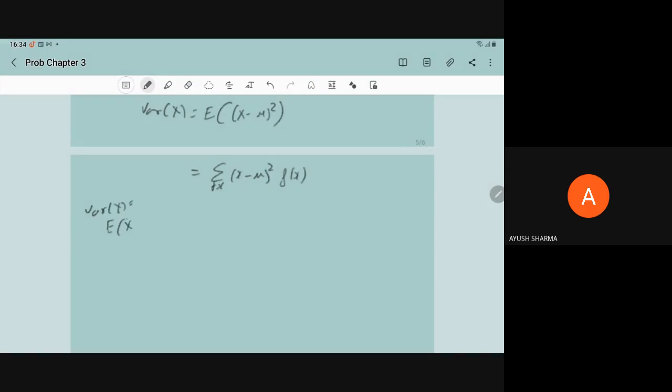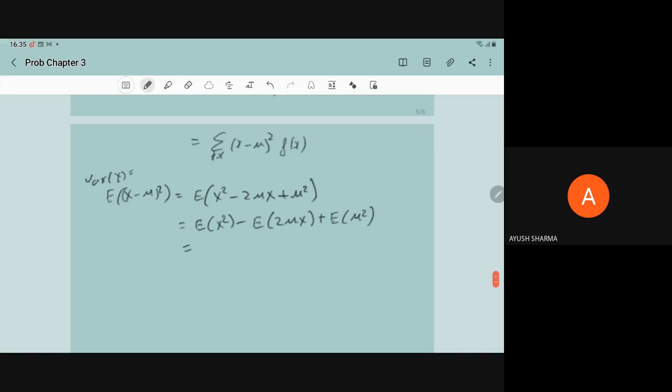E of (x minus mu) whole square. This can be written as E of x square minus 2 mu x plus mu square. Simple. Open the square. We know that expectation follows the linear property, so it is E of x square minus E of 2 mu x plus E of mu square. We have seen the properties of the expectation. It will remain E of x square.